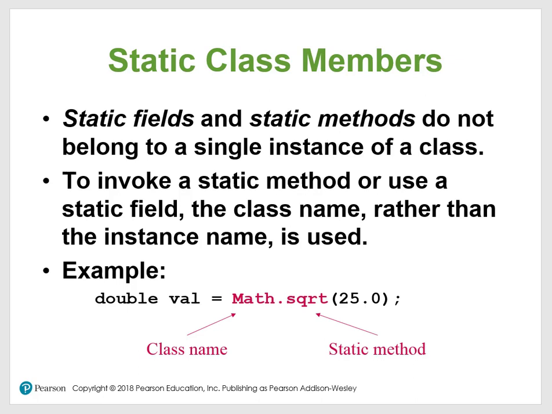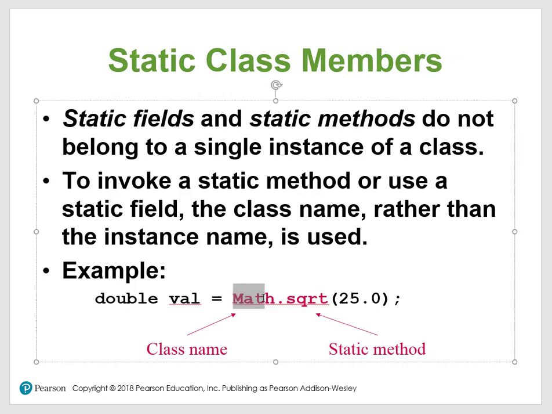To invoke a static method or to use a static field, the class name rather than the instance name is used. In this example, when we use the Math class name, you can use the static method. This static method doesn't have to belong to Math, right? It could be dot square, it could be something else. So this is how you invoke it.